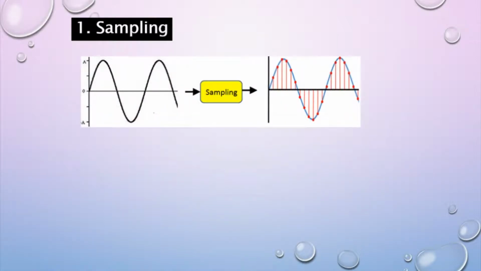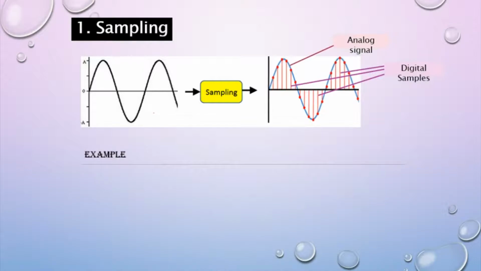In the sampling process, the magnitude of the analog signal is sampled regularly at uniform intervals. The obtained values are called samples. Then, the samples will be converted to digital numbers, as we will see in the quantization process.